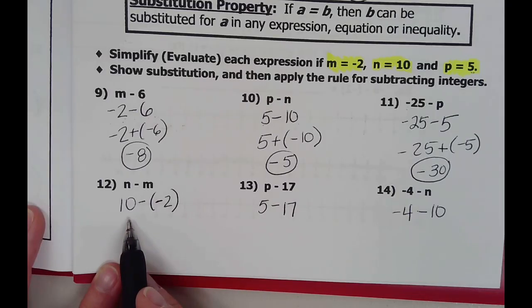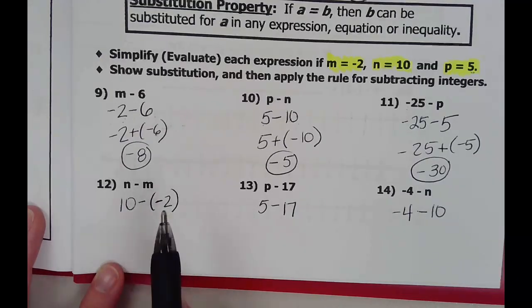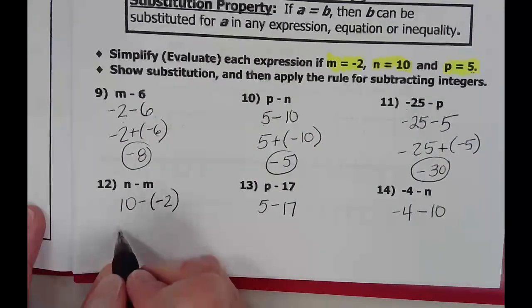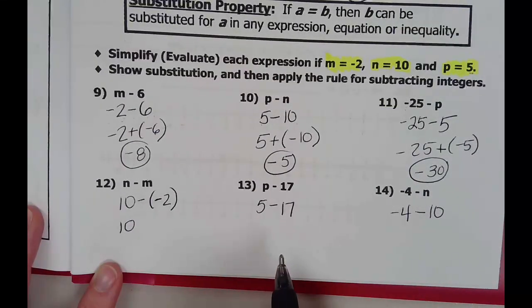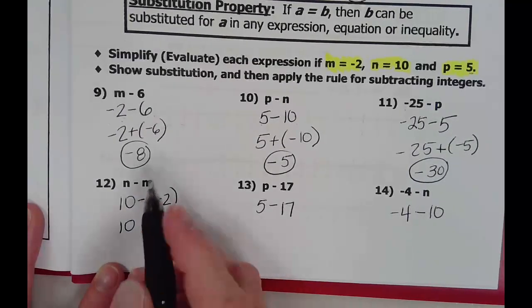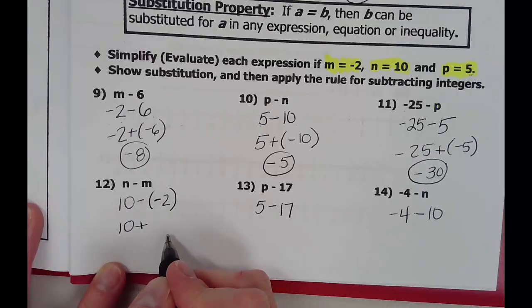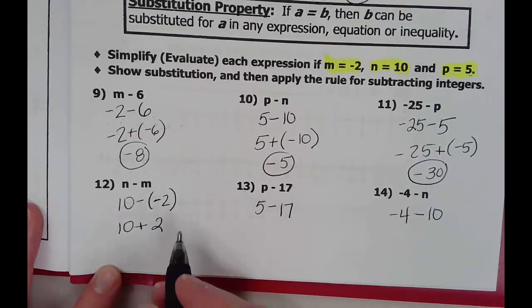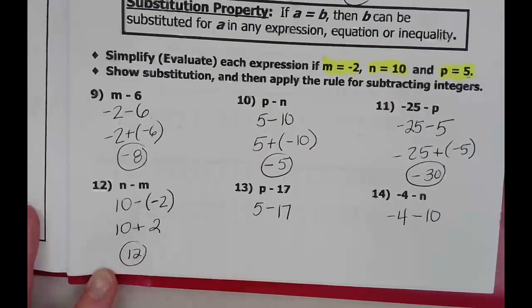What happens to the 10? Look at what we've done on all of these so far. Have we changed any of the first numbers? So what am I going to write? 10. What do I write next? Plus. What do I put next? If I add 10 plus 2, what do I get? I put a 12. Number 13.